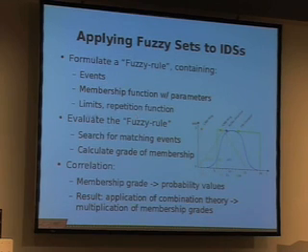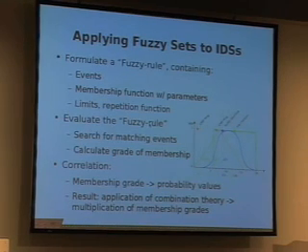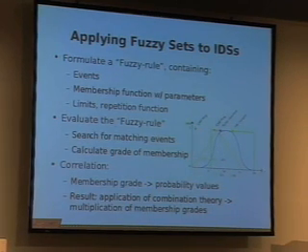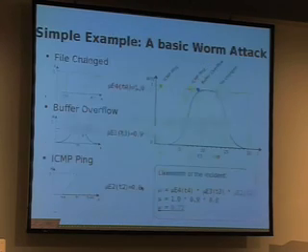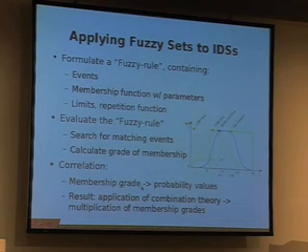average value. The second step is to evaluate the fuzzy rule. So you have to search for the matching events at the beginning, and then you can calculate the grade of membership for each of them. And in conclusion, you can do the correlation step, and in this context you can interpret the membership grade as a kind of probability value, and use the multiplication, like in the likelihood theory, to get a final result for the correlation.